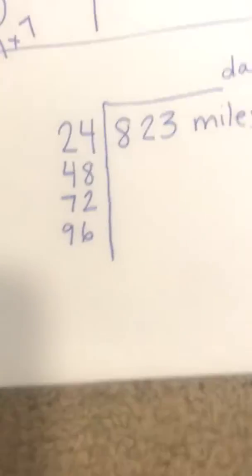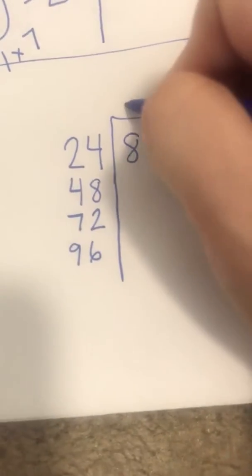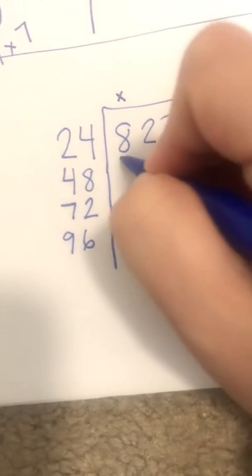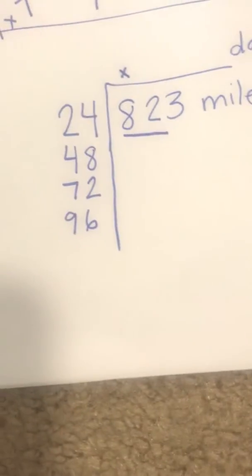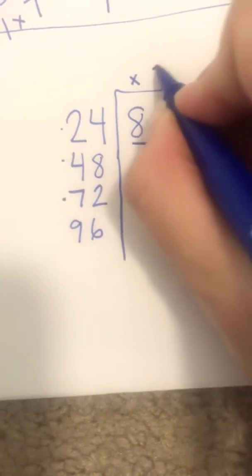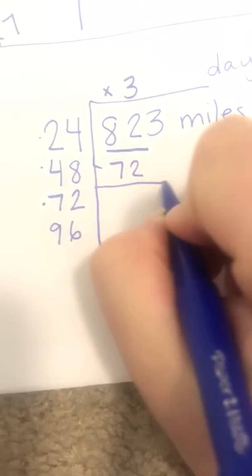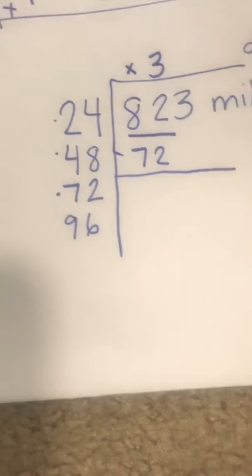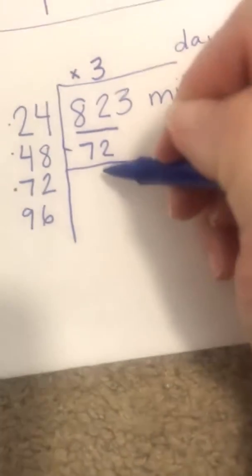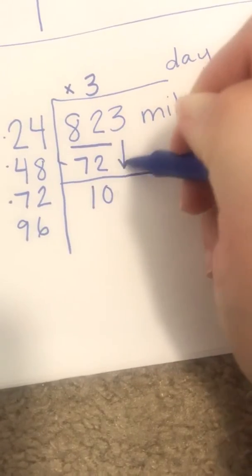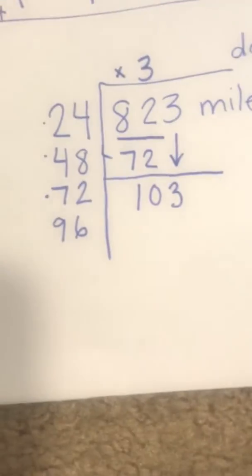So I'm going to stop right there because I know 24 cannot go into 8, but 24 can go into 82 1, 2, 3 times without going over. So I'm going to subtract 72 from 82. I'm going to get 10, and then I'm going to bring down the next number.